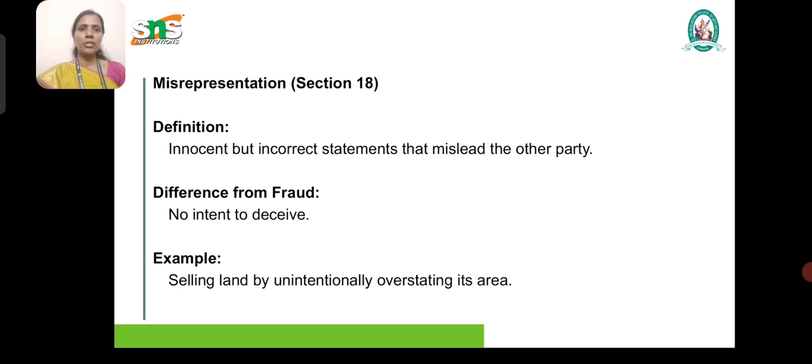Next one is the difference from fraud: no intent to deceive. Example, selling land by overstating its area.